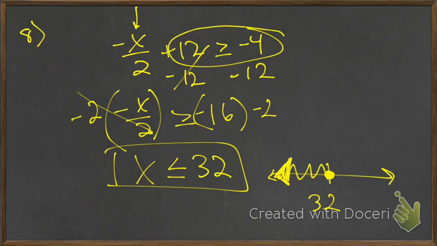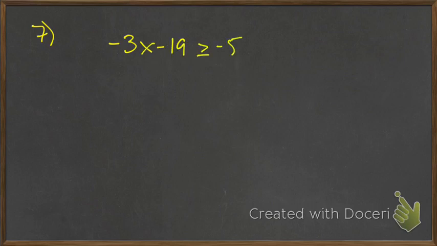Cool. What other one? One more. 8, 9, or 10 maybe. Number 7. Okay, we can do 7. Negative 3x minus 19 is greater than or equal to negative 5x minus 53.